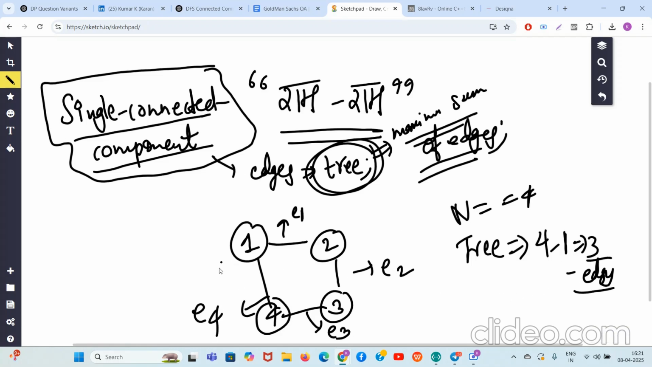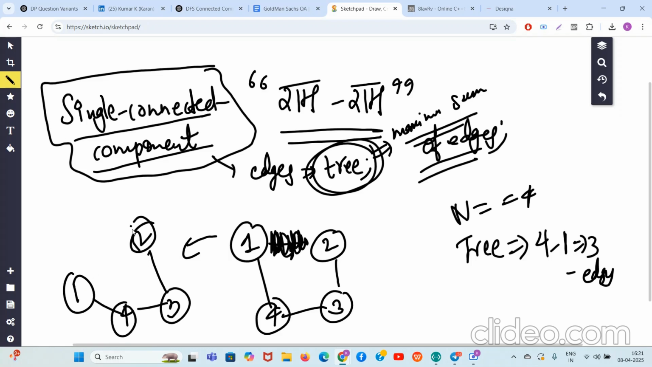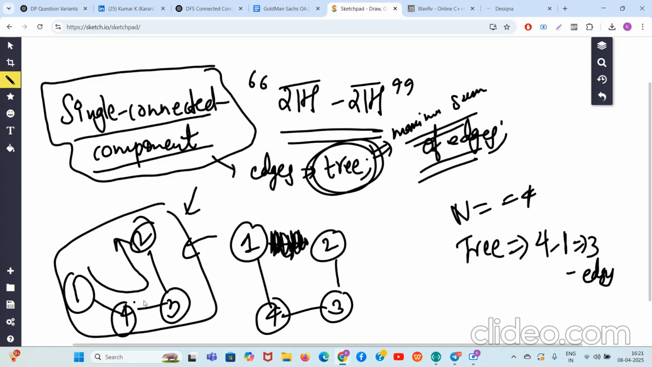We want a tree. We don't want a cycle, because currently there is a cycle 1, 2, 3, 4, 1. So which edge will you remove? You need to make sure that this graph has three edges. Currently there are four. So you can randomly pick any edge and cut it. If you cut it like this, the new graph will be 1, 4, 3, 2. This is the basic thing we have to observe here. Now there is no cycle, the path ends.